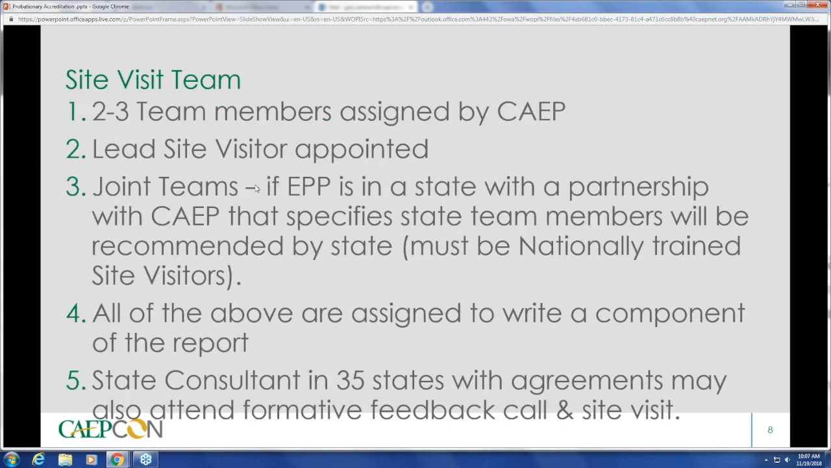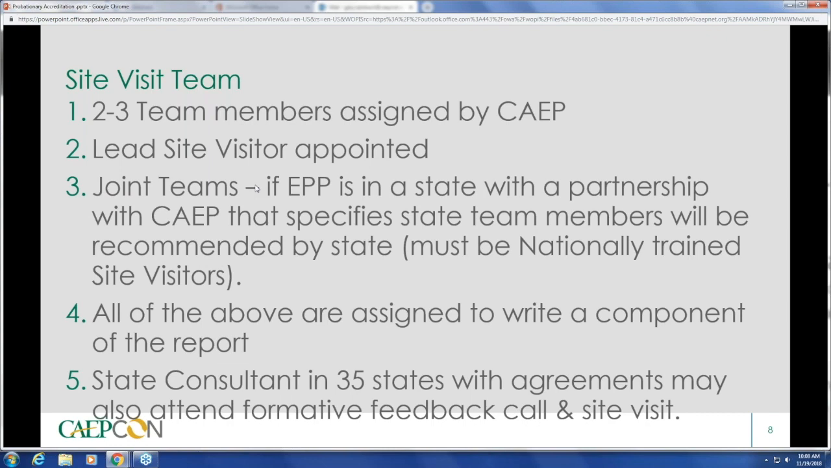The site visit team is a little different in that you're not doing all 5 standards. So our policy says a 2 to 3 member team. Most of the time we assign 2 unless it's a really big university that we would feel like we need to do that. We have a lead site visitor that we appoint.